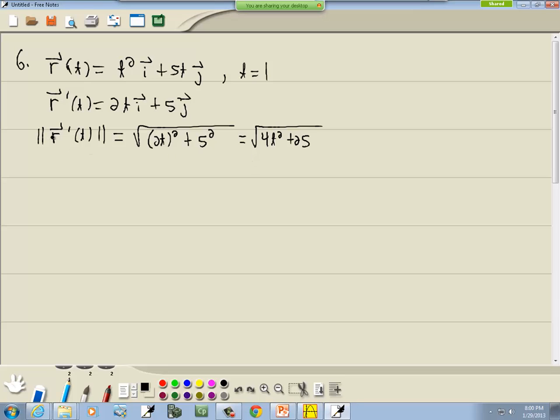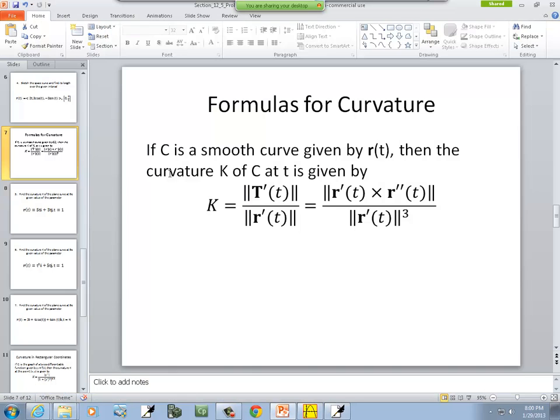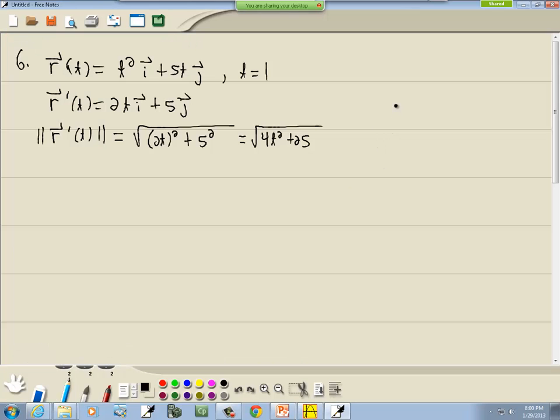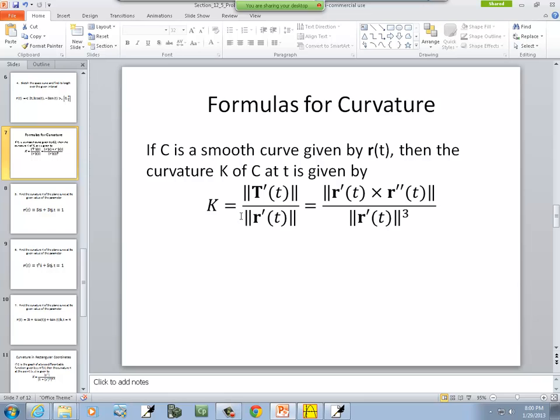Okay, now that's out of our formula, isn't it? The magnitude of r prime. So we can over here plug in t is equal to 1 there, and that'll give us half of our formula. So I got the magnitude of r prime of 1 is going to equal the square root of 4 times 1 squared plus 25. 1 squared is 1 times 4 is 4 plus 25, so the square root of 29. Okay, so that's the bottom part of our formula.